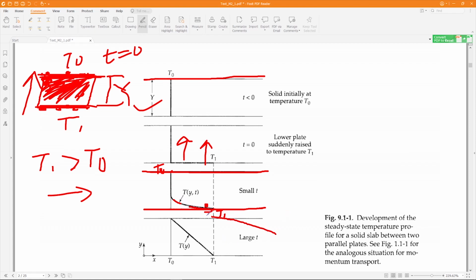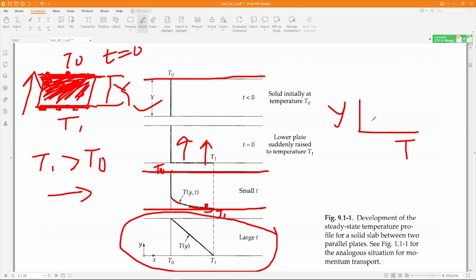So at equilibrium, after a very long time, what will happen? The temperature inside the slab will look like this. This is just a temperature profile, temperature versus distance. It is saying that this profile is like this.